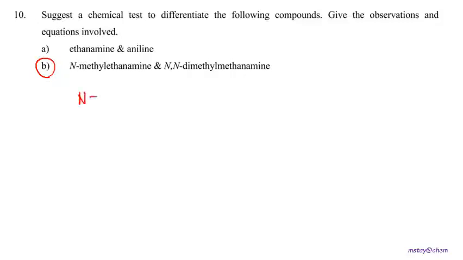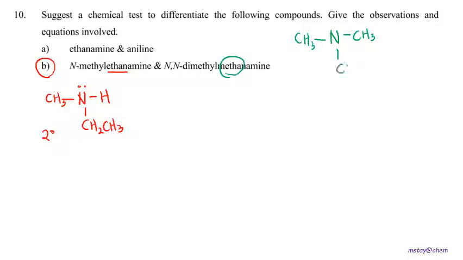We have a nitrogen with 3 bonds. One bond is bonded to CH3, and another one we have ethyl, which consists of 2 carbons, so CH2, CH3, and then here 1 hydrogen and a lone pair of electrons. So this is the secondary amine. And then another one we have nitrogen as well, 3 bonds. 2 bonds are bonded to CH3 because of dimethyl, and the parent also consists of 1 carbon. So this is the tertiary amine.